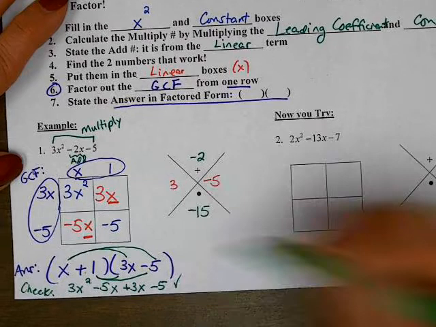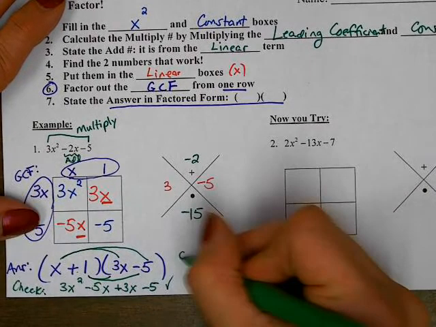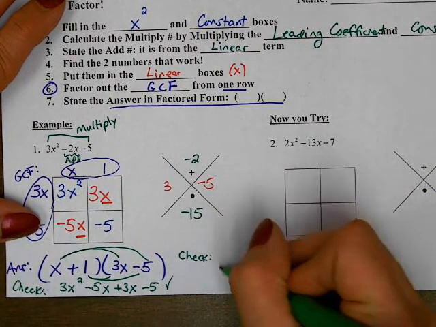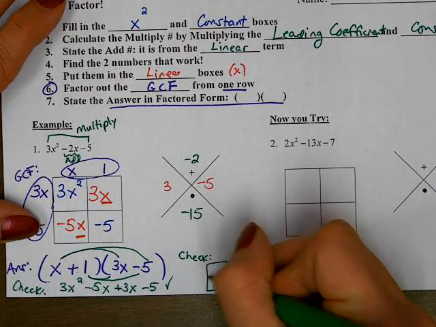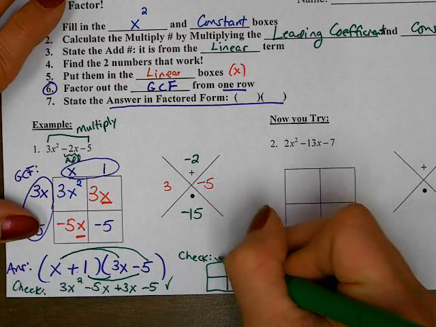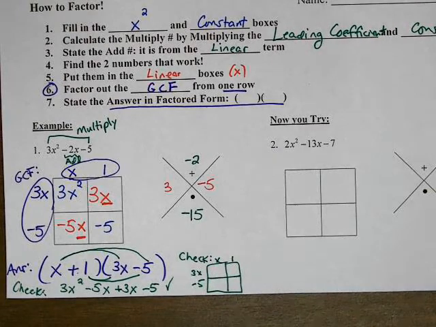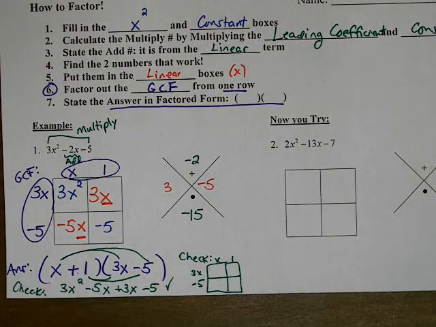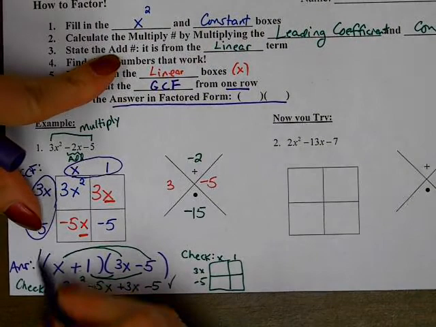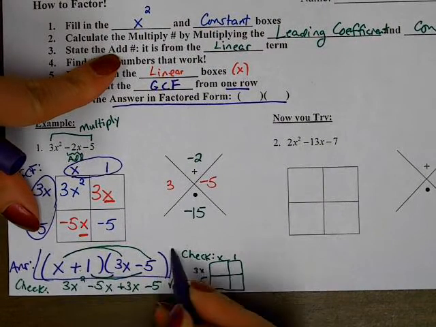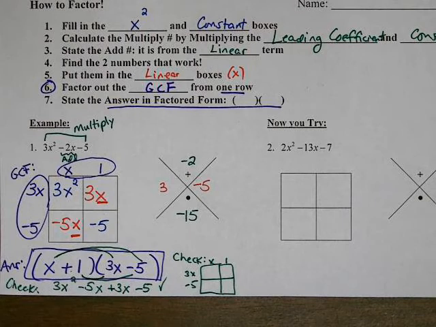Okay, and it does. Some people like to check by doing it how they multiplied binomials by making boxes. And they put x plus 1, and they put 3x minus 5, and then they multiply like that. However you want to multiply to check, okay? But don't forget your answer is the product of two binomials. Okay, that's the factored form right there. All right, we're going to try one more.